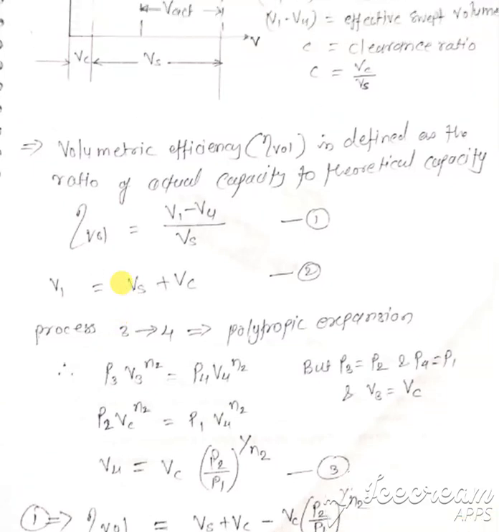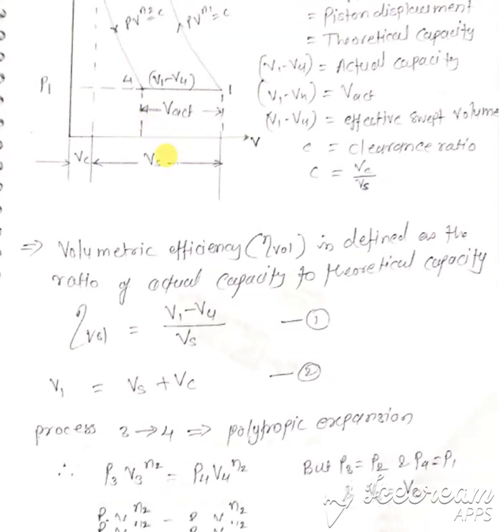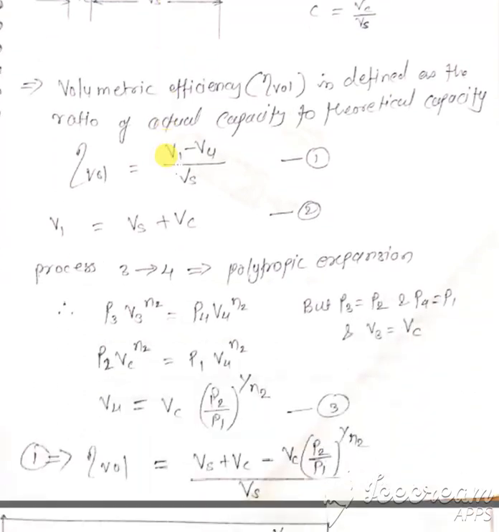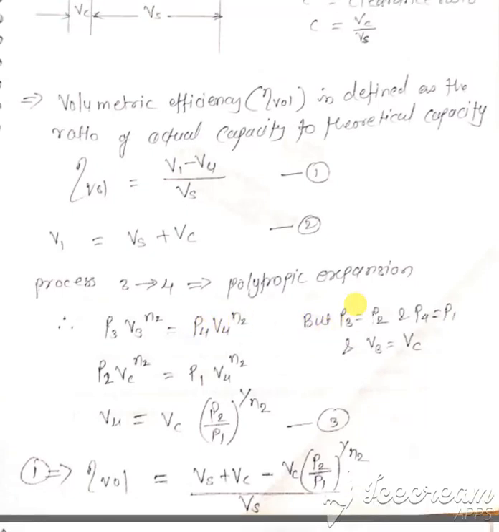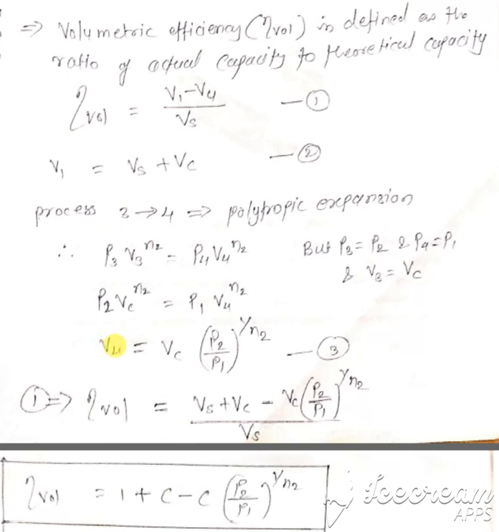Consider process 3-4. 3-4 is the expansion, a polytropic expansion process, and for this expansion process we have taken the index of expansion as n2. Therefore, P3 V3 raised to power n2 is equal to P4 V4 raised to power n2. But P2 is equal to P3, P4 is equal to P1, and V3 is equal to Vc. Therefore, we replace P3 by P2, V3 by Vc, P4 by P1, and V4 remains V4. Therefore, V4 is equal to Vc, P2 by P1 raised to power 1 by n2.